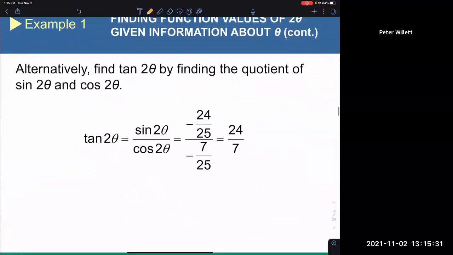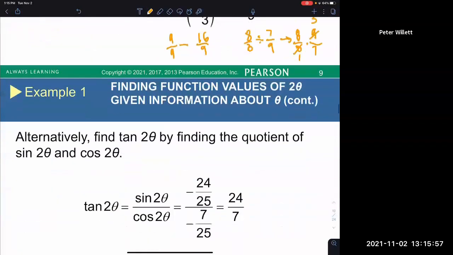now that you know sine and cosine of 2 theta. So alternatively, to find tan of 2 theta, we could find the quotient of sine 2 theta and cosine 2 theta, because we figured both of those out. So when they make the fraction of sine of 2 theta being negative 24/25 divided by cosine of 2 theta being negative 7/25, they get 24/7, which is the same answer we just got here.